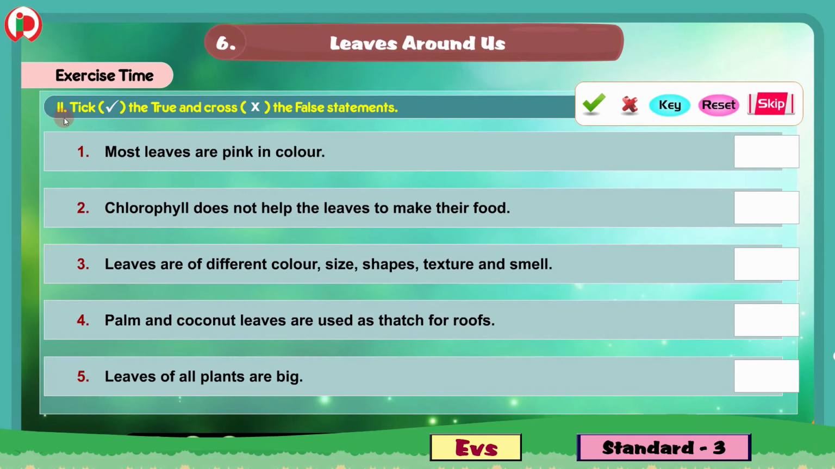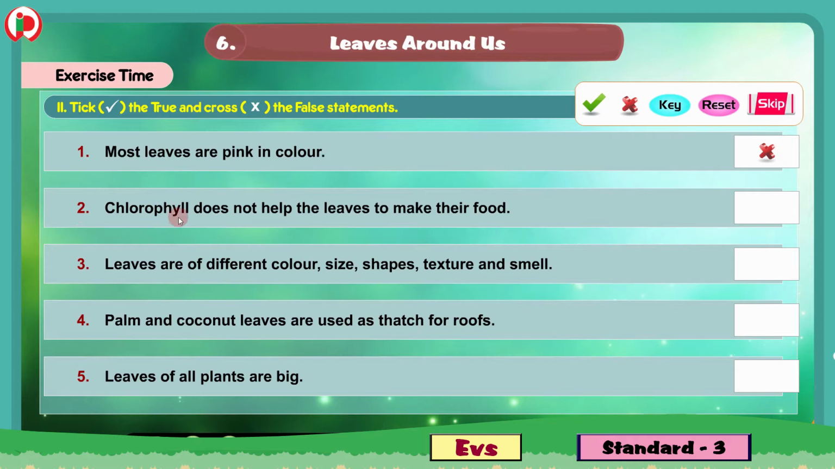The second bit here is tick the true and cross the false statements. Here we have 5 statements. We have to identify the true statement and put the tick mark. And for the false statement, we have to put the cross mark in the boxes given beside the statement. 1. Most leaves are pink in color. This is a wrong statement. We will put the cross mark here.